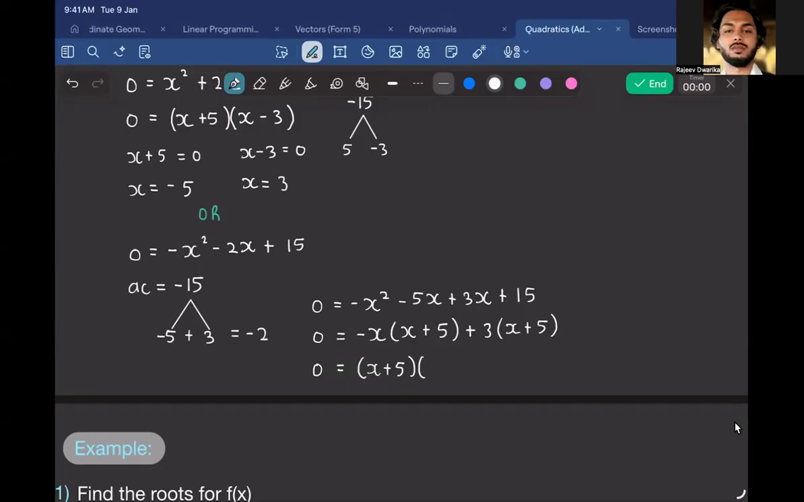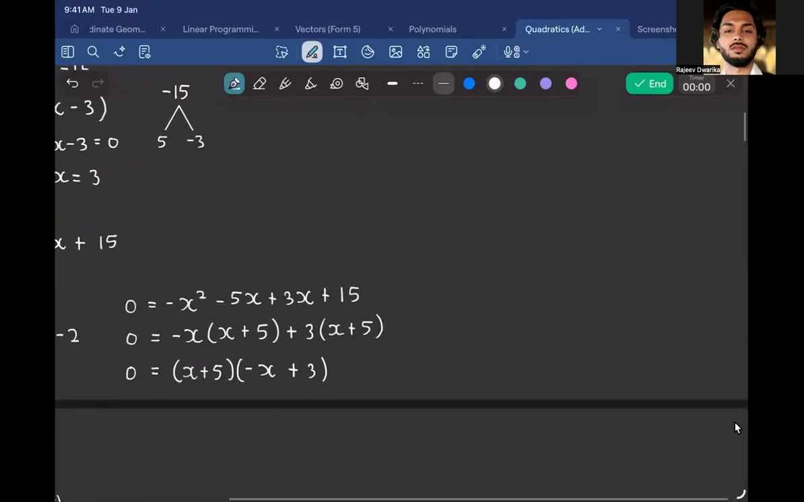Now, take your time. Look at the full thing here. You're pulling out x plus 5. So what would I write on the inside then? Come on, you can do it. Look at what we have here. We have negative x times x plus 5, and you're pulling out x plus 5. So what should it be? Negative. Yes, it will be negative x. And over here, it's going to be plus 3.